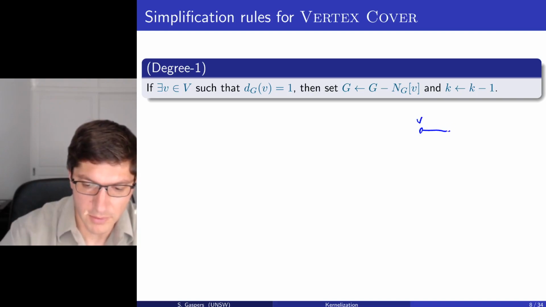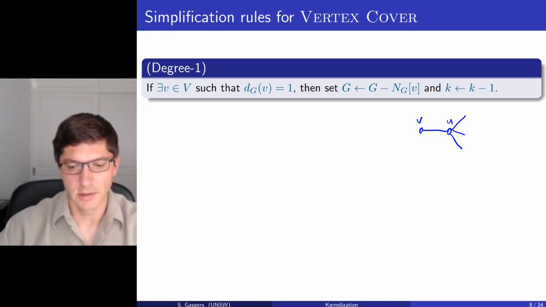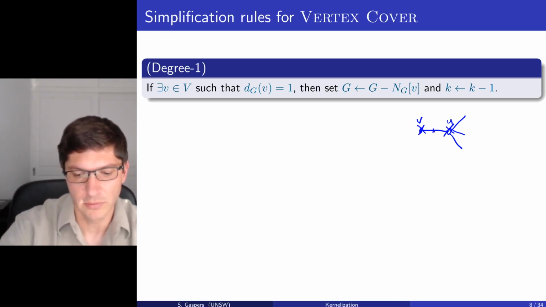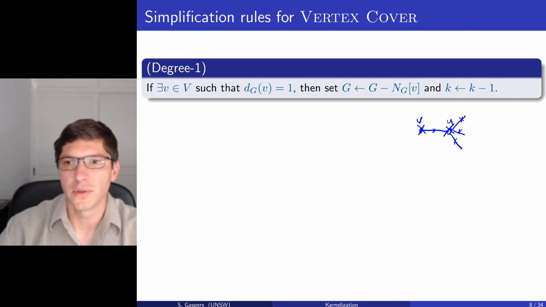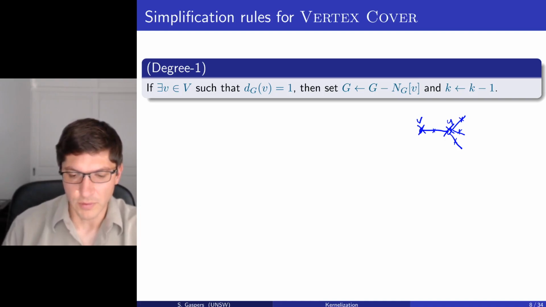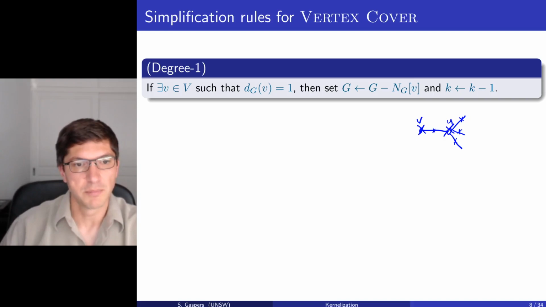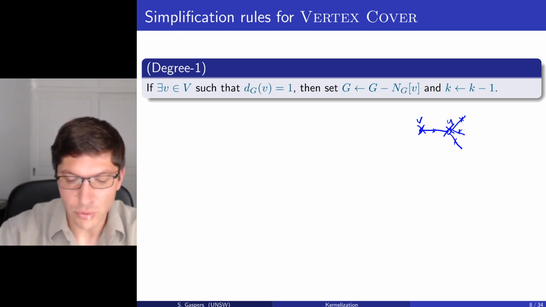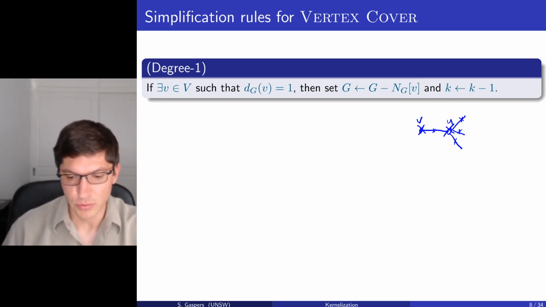Okay, so V is our degree 1 vertex. Let's say U is its neighbor. So what happens now in G is that V gets removed and U gets removed. So this also implicitly removes all the edges that are incident to the two vertices. And K decreases by 1. So this is the only thing that changes in the instance. But of course, we are thinking about adding U to our vertex cover. Since we are only talking about the decision problem here, we just need to produce an equivalent instance. But intuitively, we are thinking of adding U to the vertex cover.